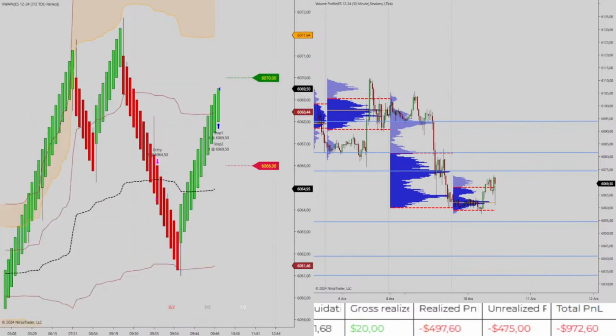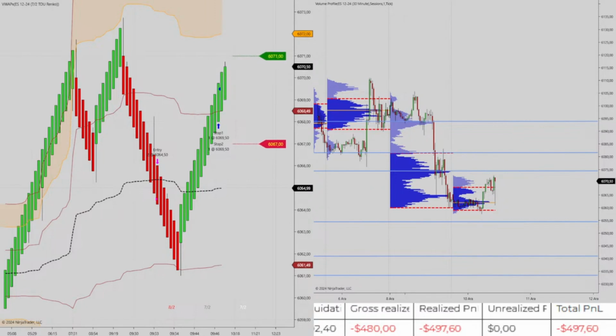So yes, I entered before price reached my level of interest, and unfortunately, that trade resulted in a stop out. This time, the reaction came from the point of control level, which is the price level with the most traded volume on the profile. The bounce from there took us out of the trade. That's 1 loss for the session, for about a $500 drawdown.